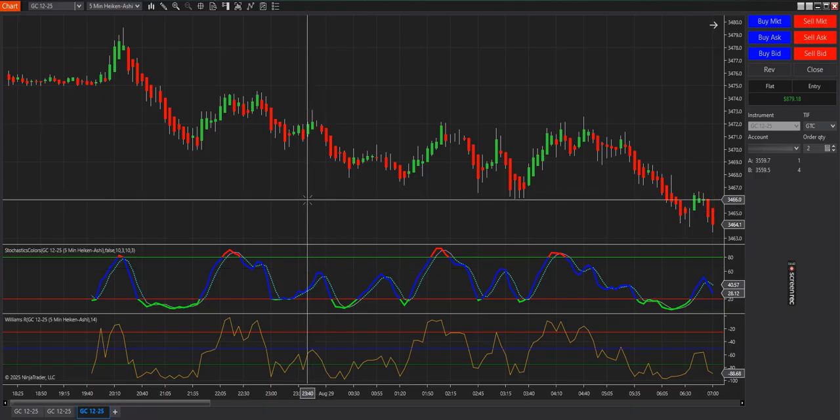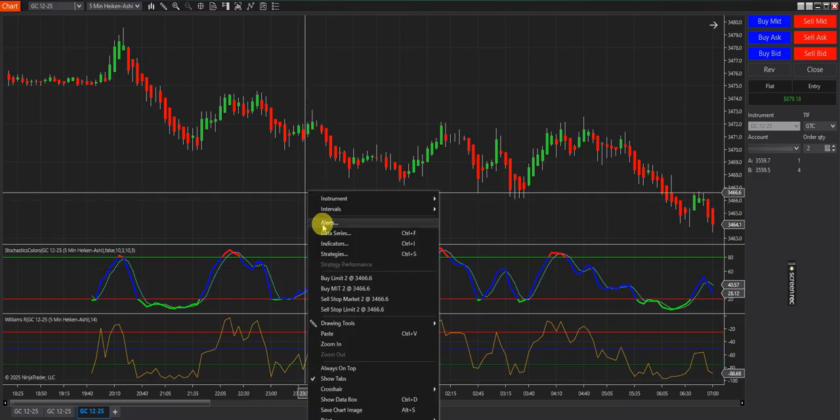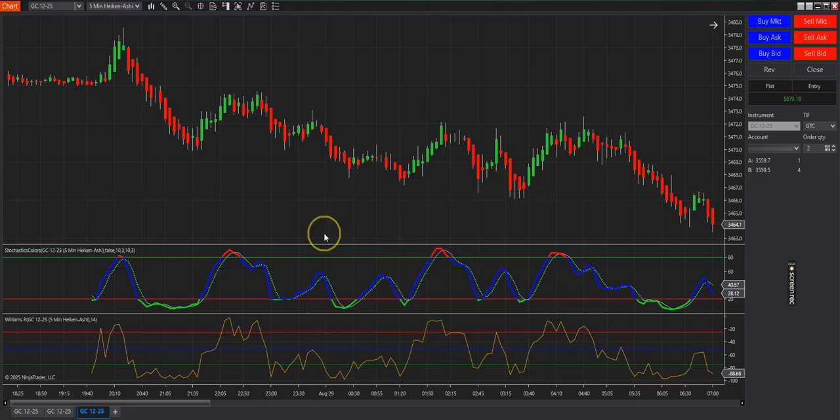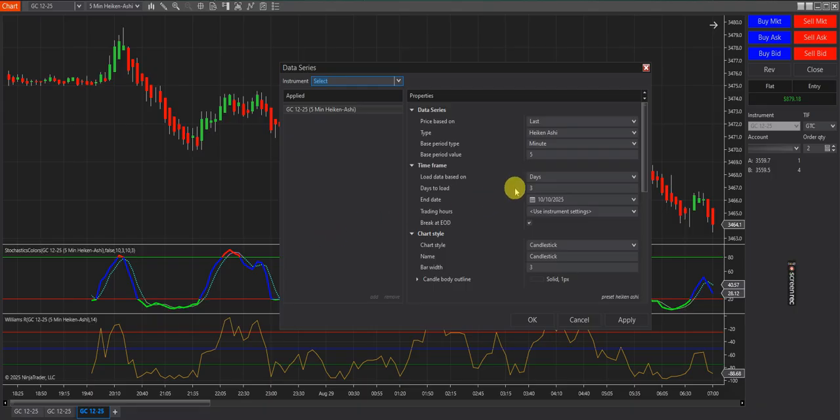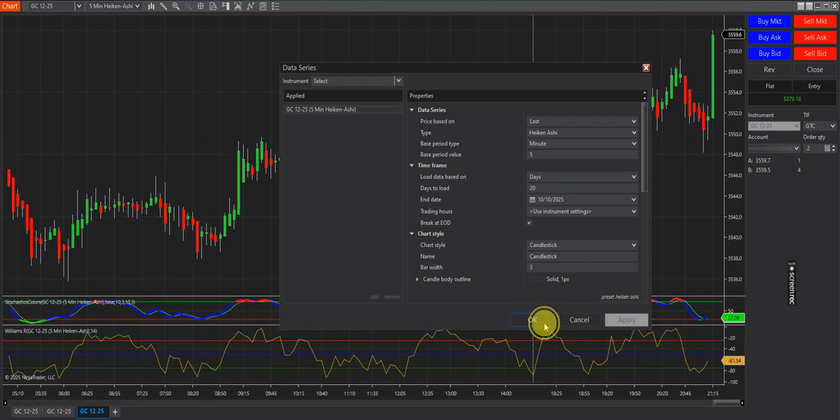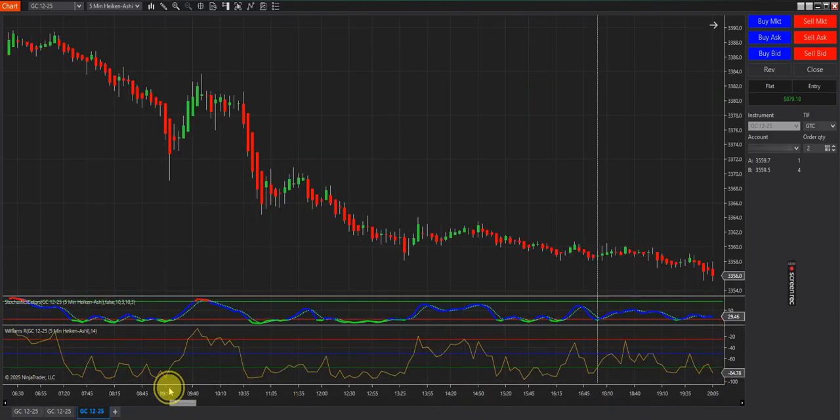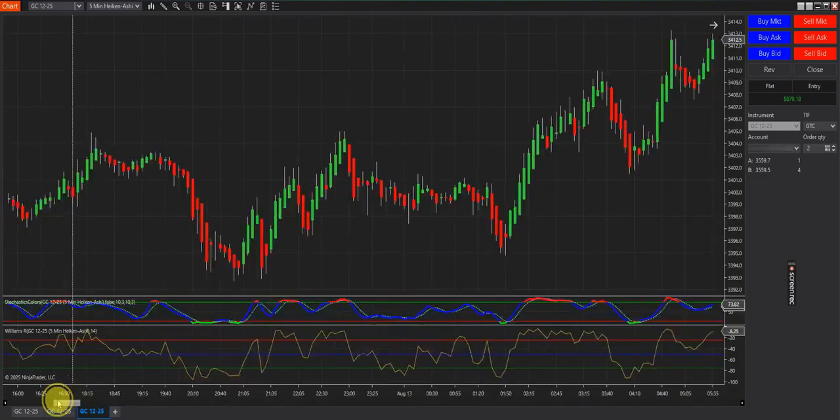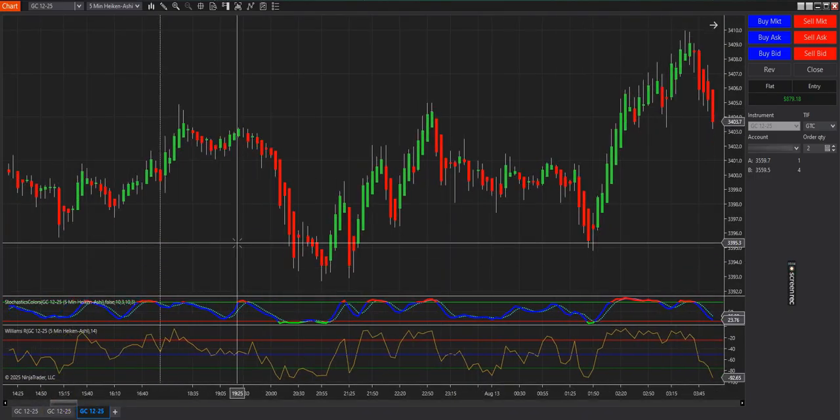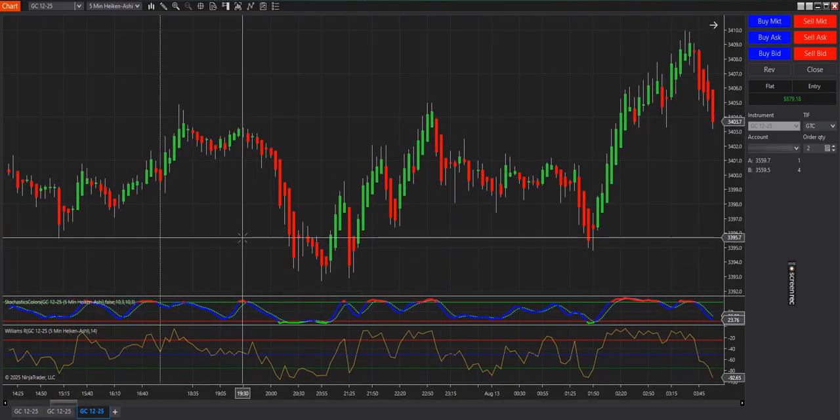Actually, let me put 30 days on this chart. Let me put 20. So I only have 3 days. Okay, and then I'm going to slide this over, and I'm going to show you some short trades.